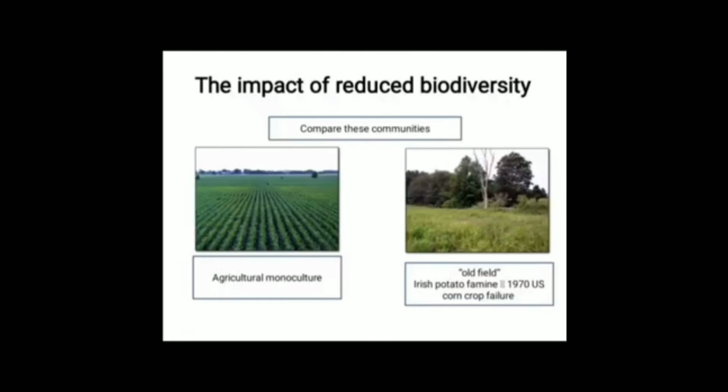The impact of reduced biodiversity: agricultural monoculture and old field. As you can see, the agricultural monoculture has plants, and the old field has dead branches, dead trees and grass. So that means the agricultural monoculture is much nicer than the old field.